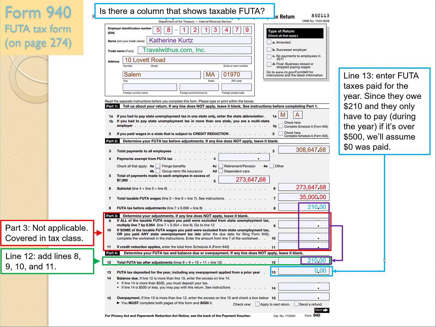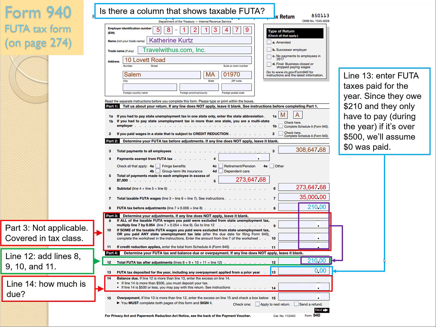Line 13, it says FUTA tax deposited for the year, including overpayment applied from a prior year. Okay. Since they owe $210 and they only have to pay during the year if the amount is over $500, only then do they have to pay during the year. So in other words, during the year, they only have to pay if FUTA tax is $500. And since this is the end of the year and it's only $210, they must not have paid any before. So we're going to assume that $0 was paid for FUTA tax.